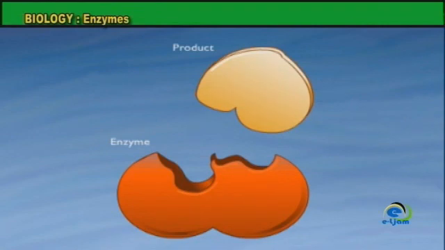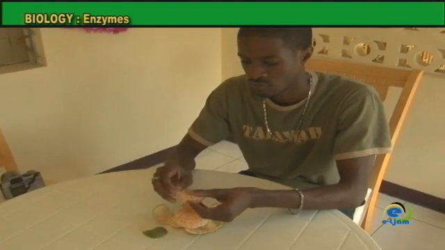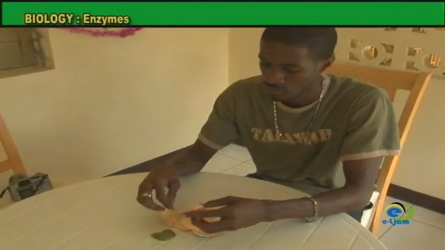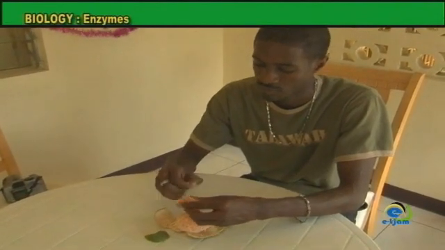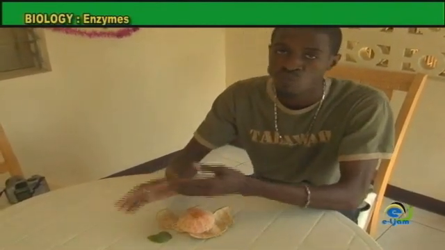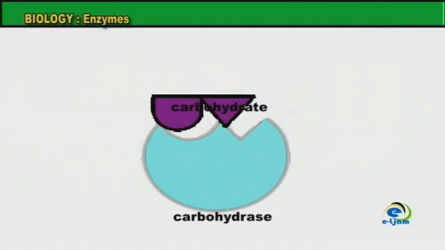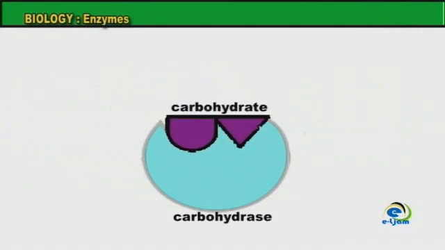One such reaction is digestion. When we eat, the food is broken down into simpler forms so that it can be absorbed and transported by the blood to cells for use. There are different types of digestive enzymes. Enzymes that break down carbohydrates are called carbohydrases. For example, amylase, which breaks down starch to glucose.